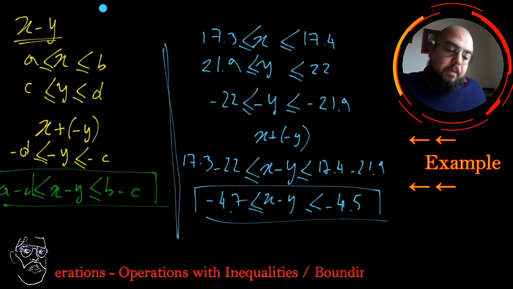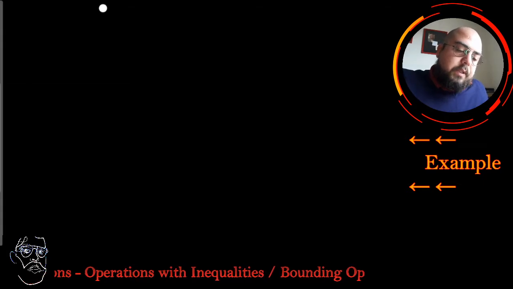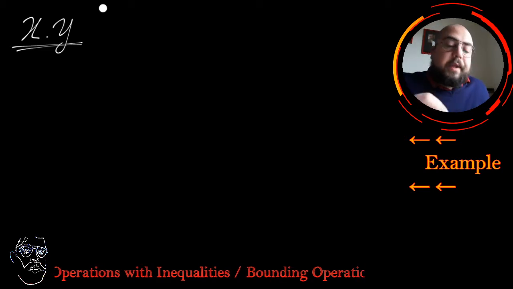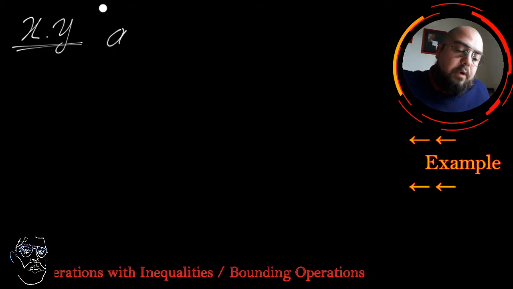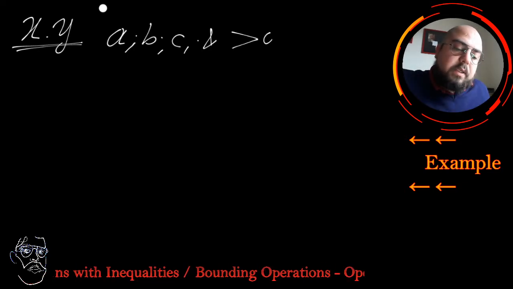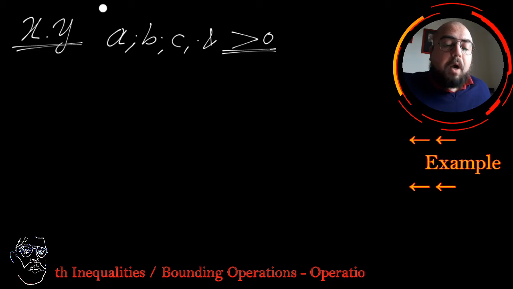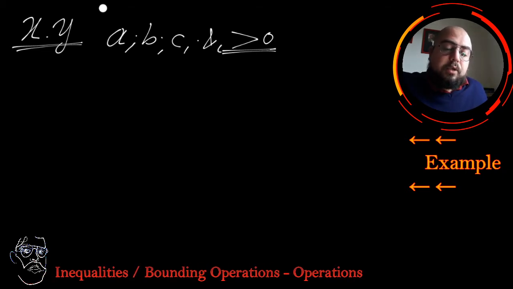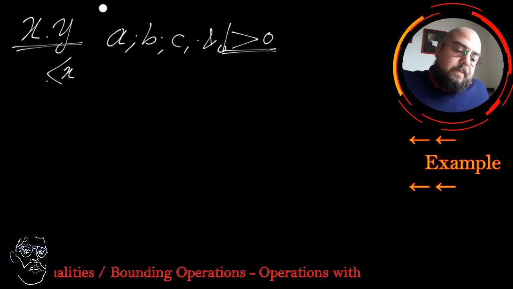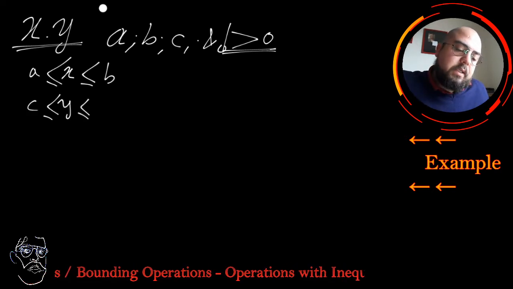Now what about the multiplication? I'm interested in calculating x times y. Now there is a very important thing that you should have. Your boundaries a, b, c and d should be positive. In case you want to do multiplication or division, your boundaries should be positive. So we have x between a and b, while y is between c and d.